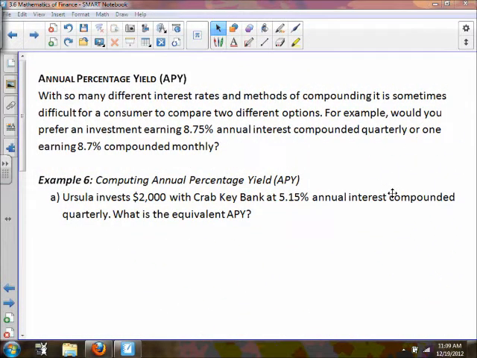Different interest rates and methods of compounding, it is sometimes difficult for a consumer to compare two different options. For example, would you prefer an investment earning 8.75% annual interest compounded quarterly, or one earning 8.7% compounded monthly? Okay, you got to decide what you want here.